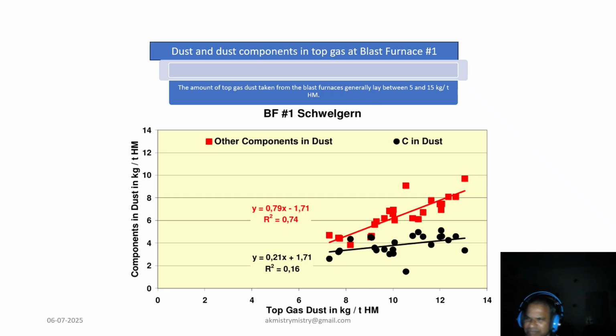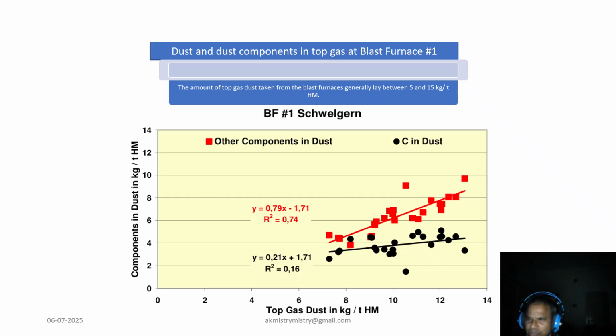The trend line is given by the equation y equals 0.79x minus 1.71 with an R squared of 0.74, indicating a strong correlation. The black circle represents the carbon content in the dust. This trend line follows y equals 0.21x plus 1.71 with an R squared of only 0.16, suggesting a weaker correlation compared to the other component. This tells us that as the amount of top gas dust increases, the non-carbon components rise more significantly than carbon. This trend can help identify areas for improving burden distribution, gas flow uniformity, and dust catching systems.